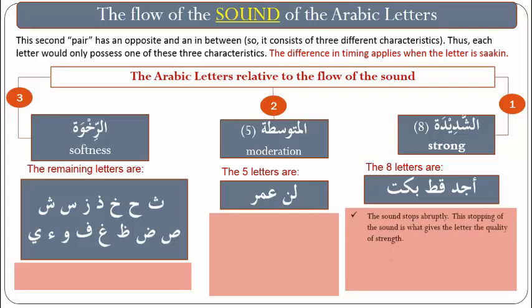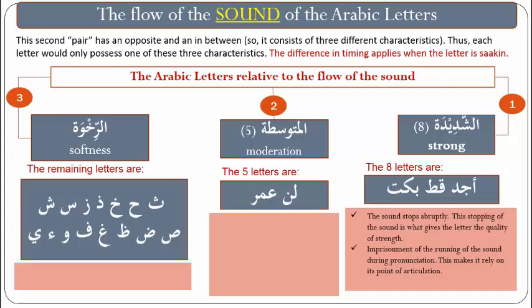The characteristics of the Shadida letters: the sound stops abruptly. Let us check it out. If any one of these letters has a sukoon, aj, ad, without qalqala, we are not pronouncing them with qalqala. Ak, ab, ak, at. The stopping of the sound is what gives the letter the quality of strength. So that makes it a strong letter.